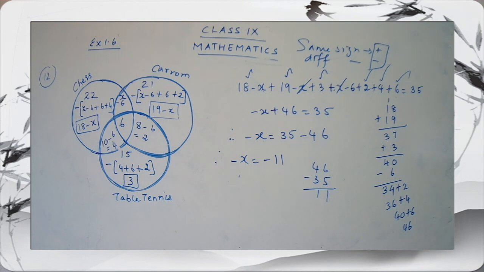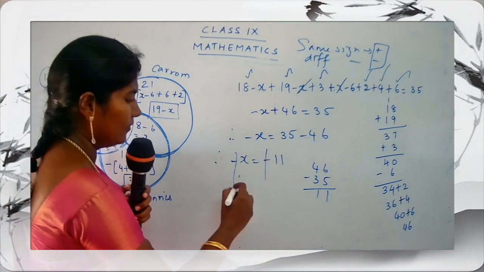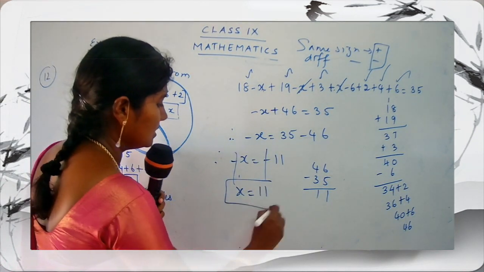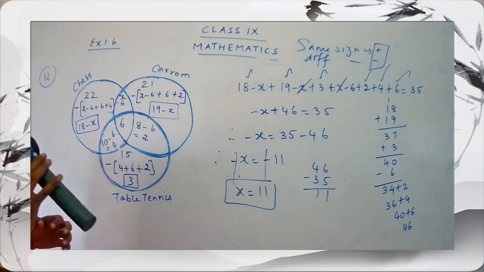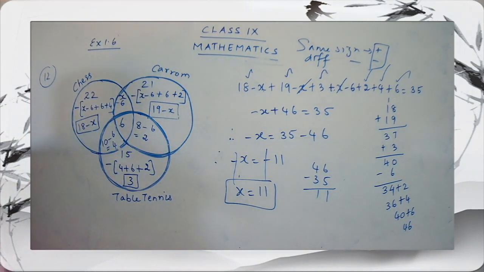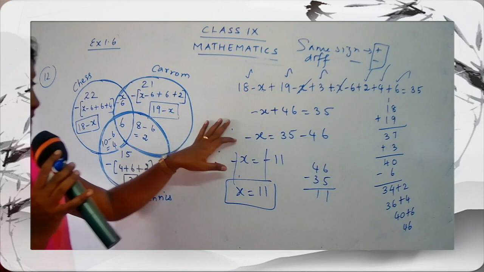That is, we got minus x is equal to minus 11. So this becomes x is equal to 11. I can cancel minus minus, and what will we get? x is equal to 11. So this is the required value for x. So we have found the value for x is equal to 11. I hope you people are clear with the step.